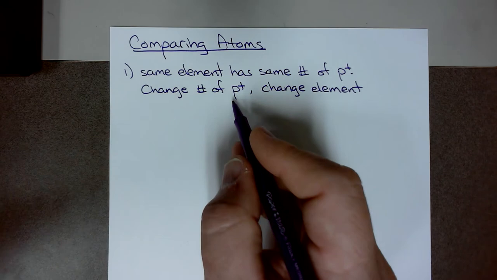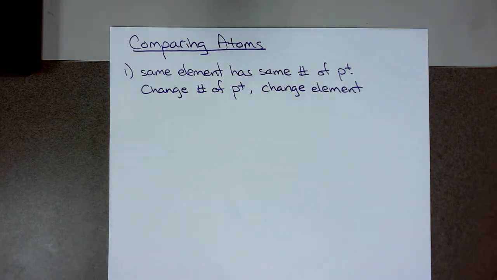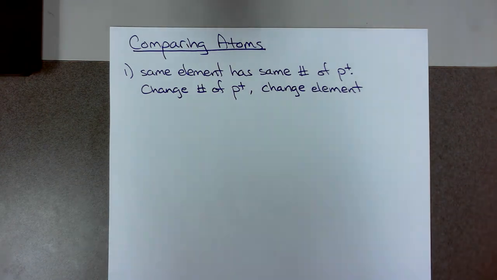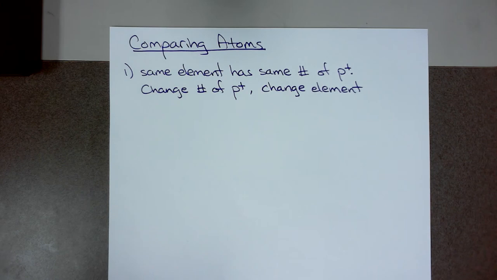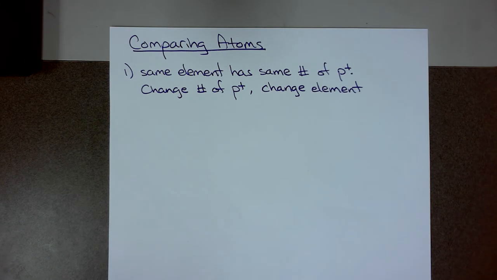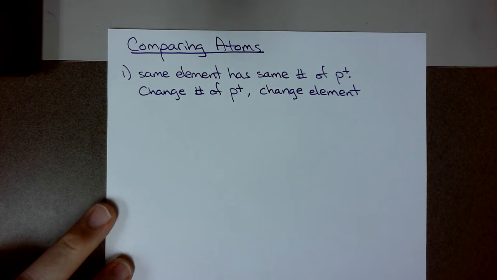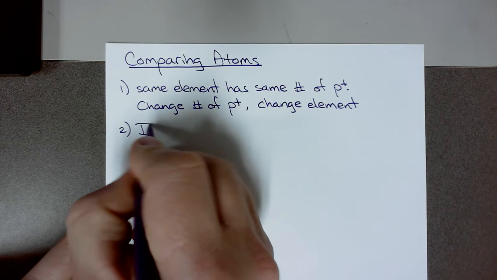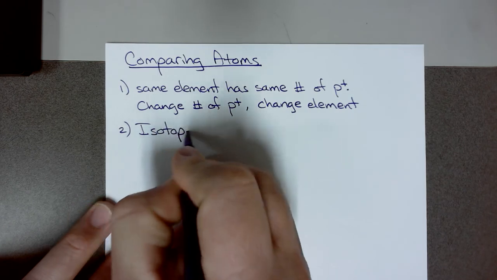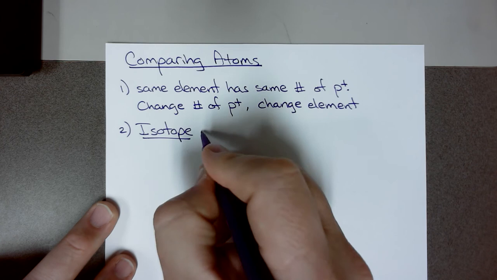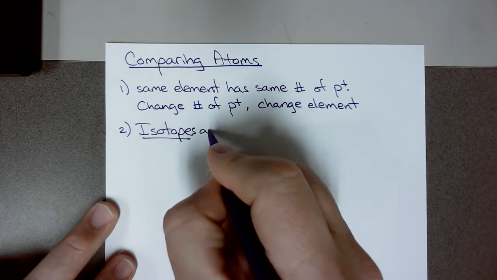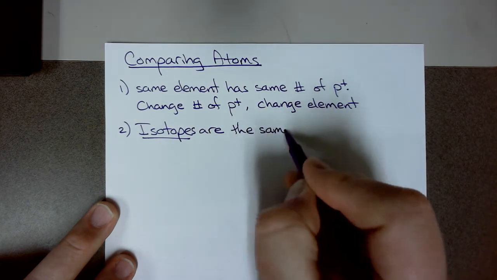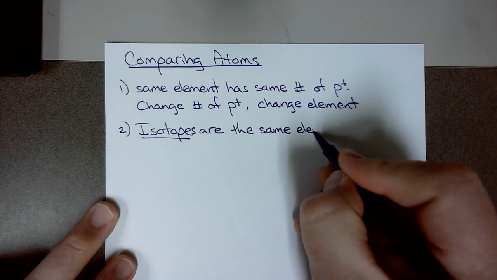In other words, we know that oxygen has 8 protons, and if I change the number of protons to 7, it becomes nitrogen. So each element has a different number of protons. The next thing is something called an isotope. Isotopes are the same element with different numbers of neutrons.